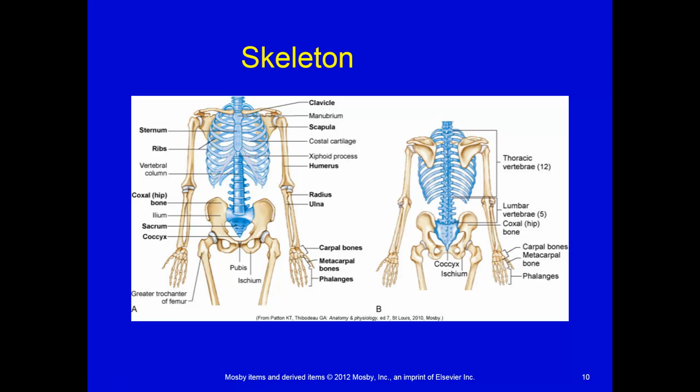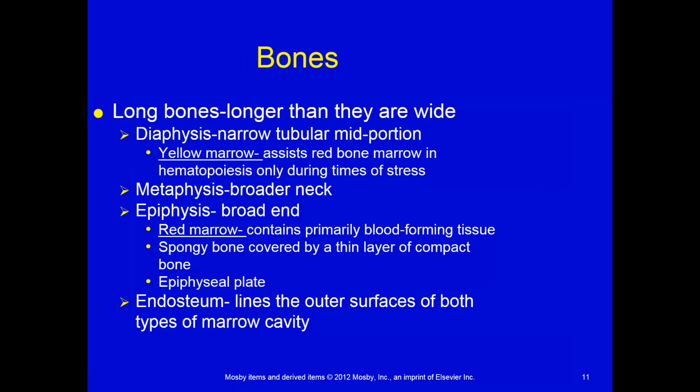Okay, so not only do we have two different types of bone tissue, but we also have several different types of actual bones, okay? So let's first talk about long bones. Just as the name says, they are longer than they are wide. They consist of several different parts as well. So you have the diaphysis, which is that narrow tubular mid portion.